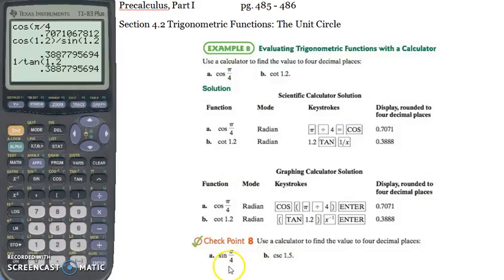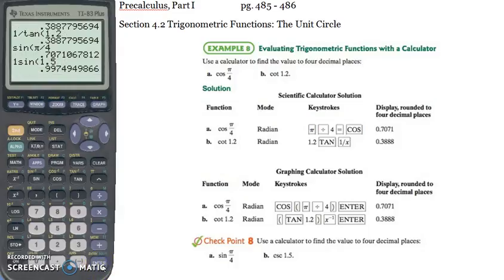Okay, then for the checkpoint, for sine of pi over 4, you're literally doing sine, go get the pi, divided by 4. Don't use 3.14 unless you absolutely have to, because it won't be as accurate. And then cosecant is 1 over the sine, so we can just do 1 over sine of 1.5, and again, there's no degree mark, so I know that it's in radians.